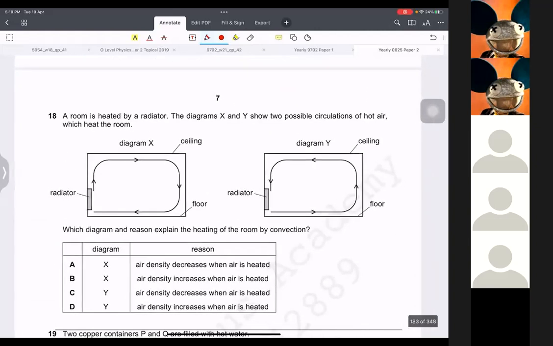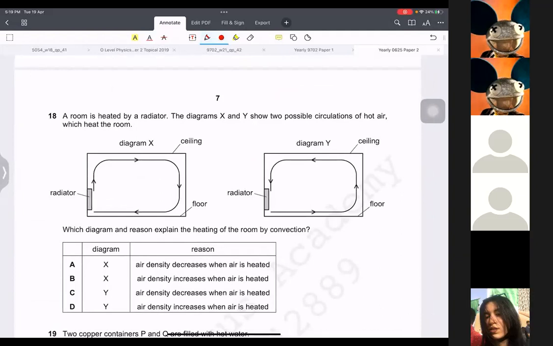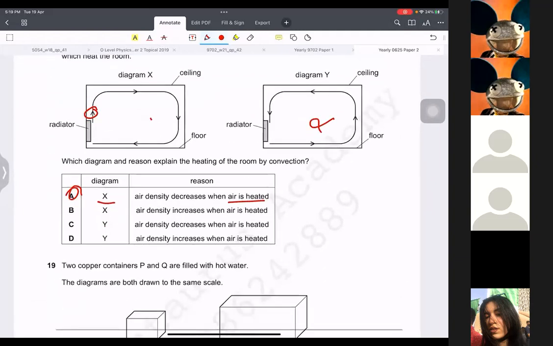Then a room is heated by a radiator. The diagrams X and Y show two possible circulations of hot air. Which diagram and the reason for explaining heating of the room by convection? I think the air near the radiator would go up. This is wrong. How could air? This is correct. Diagram X is correct, and air density decreases when air is heated. That is correct. 100% correct.